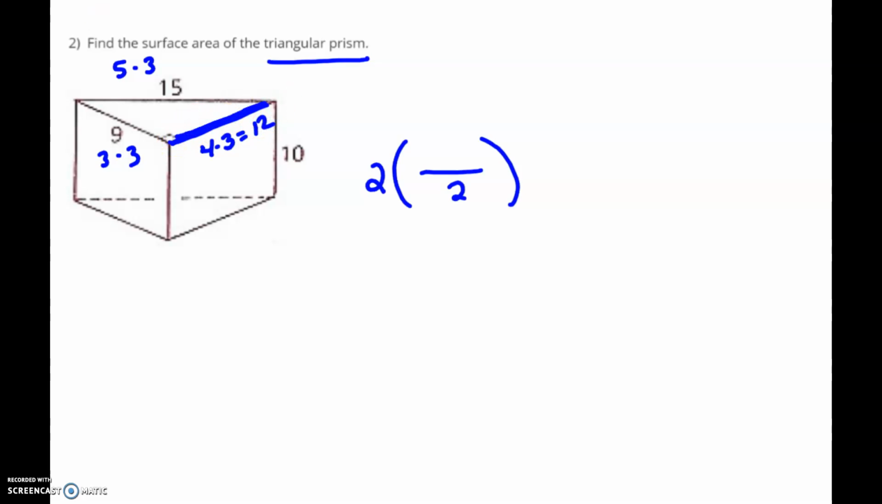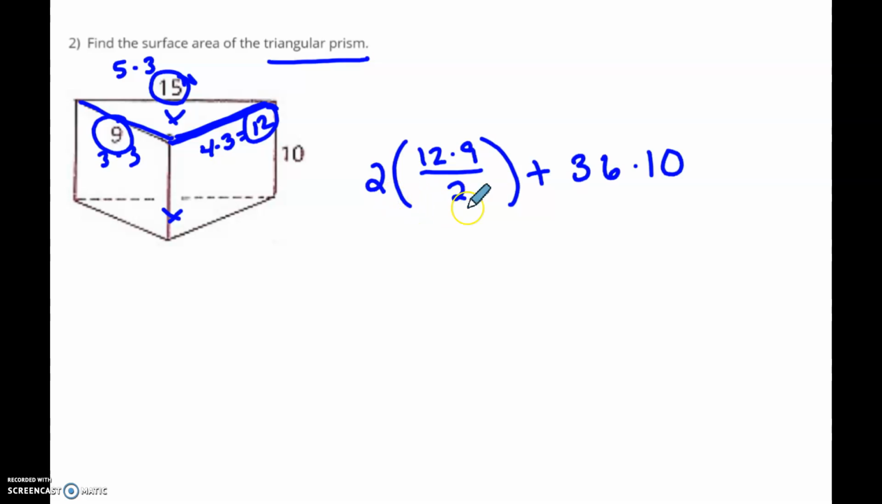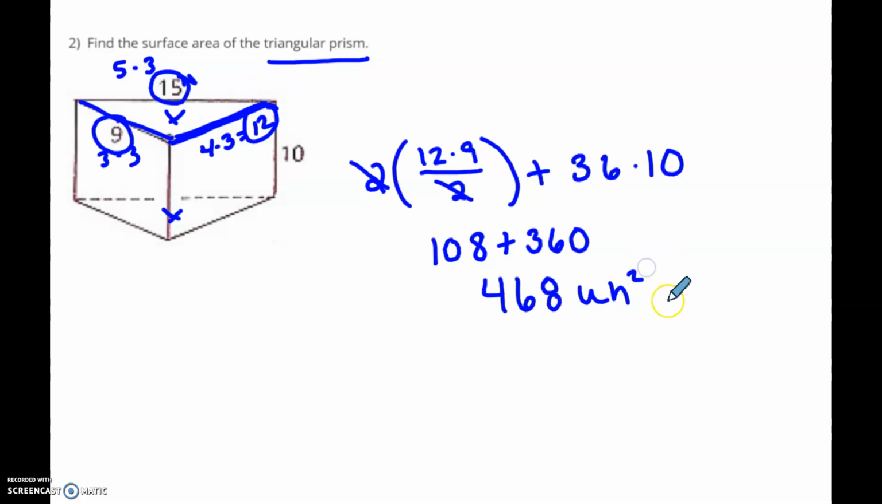So for my triangle here, I'm going to do 12 times 9 divided by 2. Again, we have 2 of those, top and bottom. The lateral surfaces, remember, are all rectangles, so we do our perimeter, which is 9 plus 12 plus 15. Those add up to 36, times the 10, which is the height. I'm going to simplify this. Again, my 2's will cancel. I get 12 times 9, which is 108, plus the 360. So we get a total of 468 for the surface area of this triangular pyramid. I'm sorry, triangular prism.